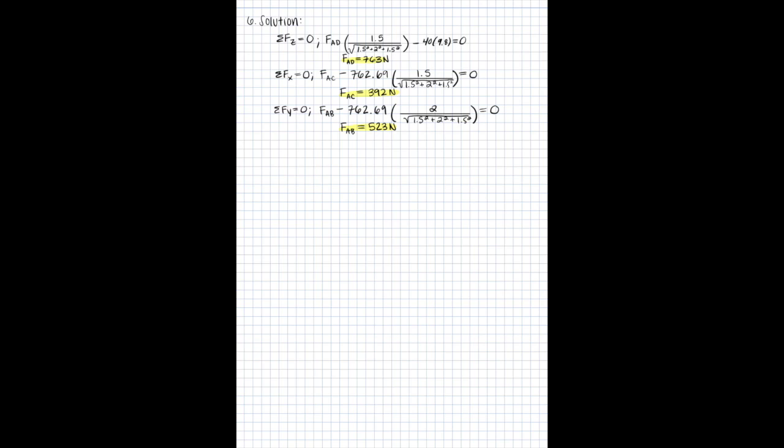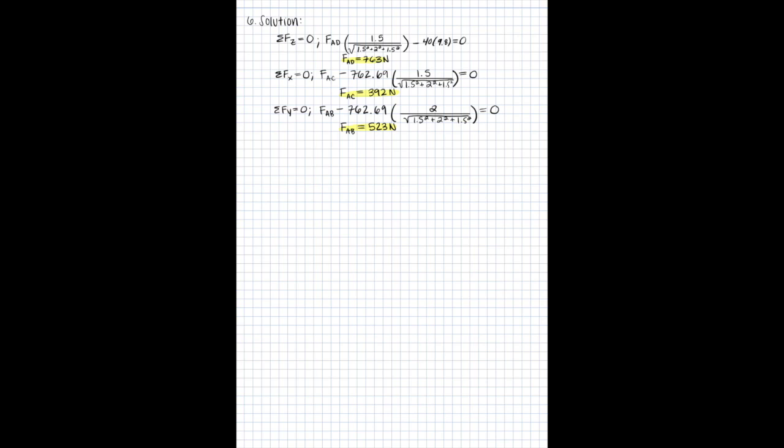And so for the sum of components for force z-axis, it would be equal to 0, or for each component, it will be equal to 0 because they are at equilibrium. So you do all the components again, and the z-axis would be force AD multiplied by the height over the magnitude, minus the weight.